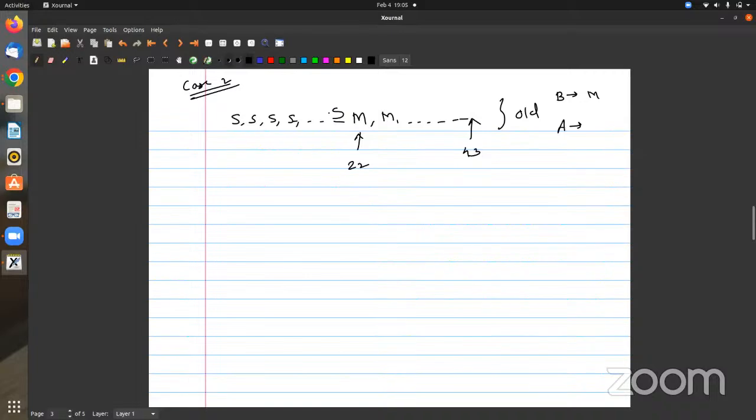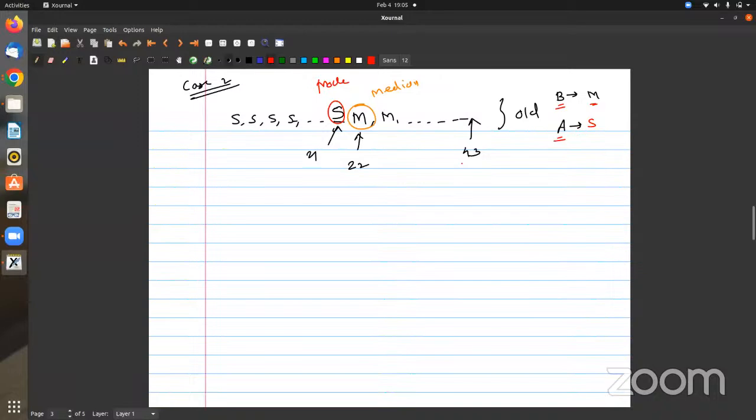right? So let's say S is here, this is 21, and suppose this S is my mode. If I'm assuming that this is the mode and this is the median. So now with this data set, I can have mode as S here, right? So A will go for S and B will go for M.